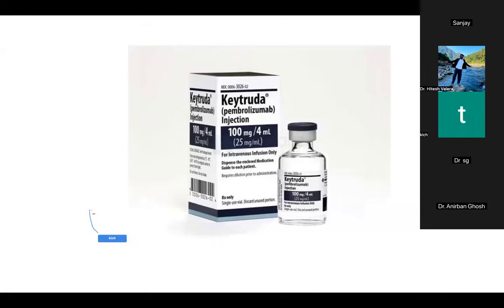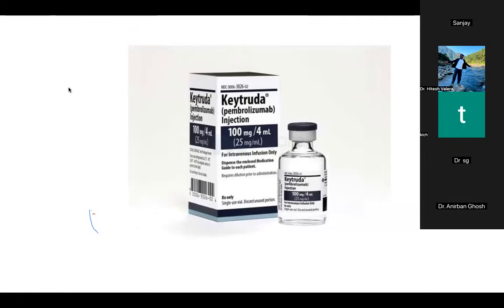So pembrolizumab is given IV. It is given as a 60-minute infusion initially, then as a 30-minute infusion. Like I said, 60 minutes for the first infusion through a micron filter, and subsequent infusions over 30 minutes. Now, coming to the indications, the indications are many.